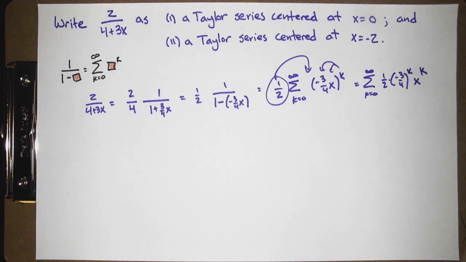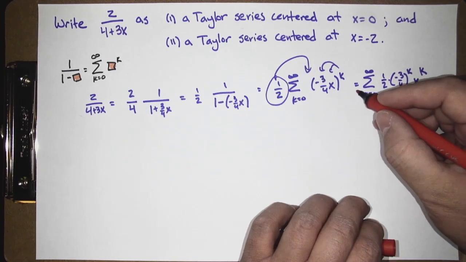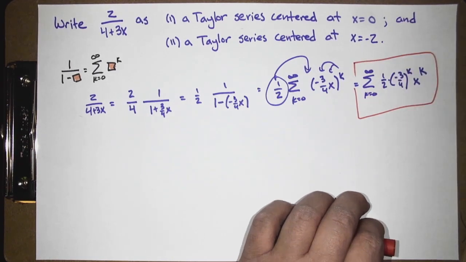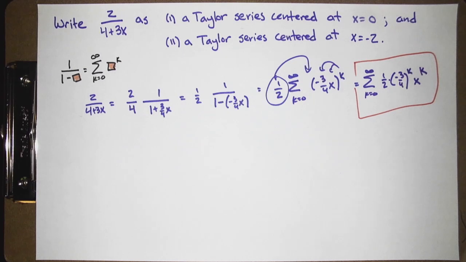Okay, so that one wasn't too bad, which is good because we didn't have much time. But then there's the second part. It says, hey, same function. We're not changing the function. But now we're not going to be centered at 0. We're going to be centered at -2.